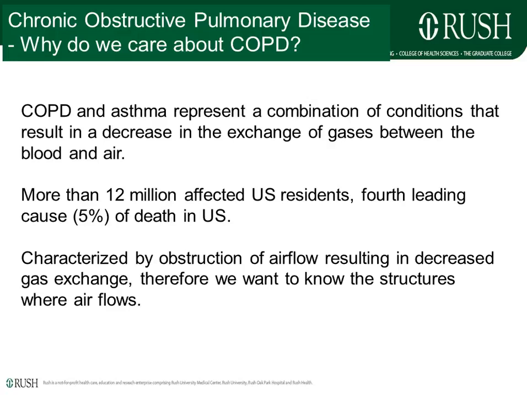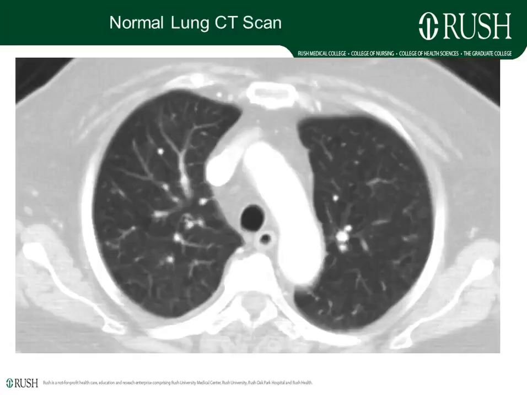It's characterized by obstruction of the airflow. So if the air can't get through the airways down to the place where gas exchange takes place, you have a big problem. You're going to have decreased gas exchange. A person just cannot get enough oxygen in. So that's the good reason for looking at what are the structures where the air is flowing, what are the airways and how do they function, and what happens in dysfunction.